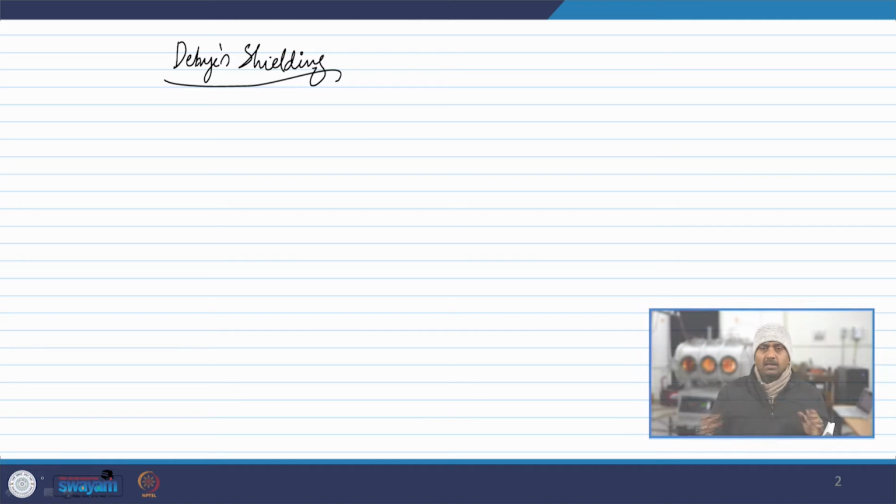Hello students, in today's lecture we will try to understand how plasma shields external electric fields, the mechanism which we call as the Debye shielding. So far in our understanding of basic plasma physics, we have seen how plasma tries to maintain charge neutrality by the means of oscillations.